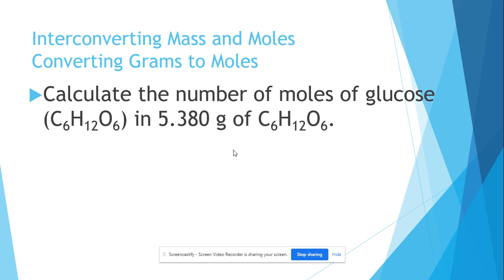Now we're going to go backwards. Instead of calculating grams, we're going to calculate moles now. So here, this example problem says calculate the number of moles of glucose in 5.380 grams of glucose. So again, you always start with what you're given. Here, I'm given 5.380 grams. Now that I want to get rid of grams, it's going to have to go on the bottom. So I'm going to find the molar mass of glucose, which is about 180.1548 for every 1 mole.